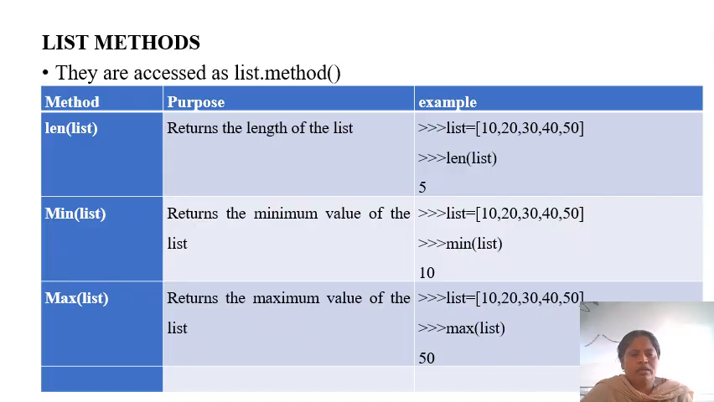Okay. Min of list is another function in a list. It returns the minimum value in the list. Which element is the minimum among all the values? Okay, it is going to be printed. In the same way, max: the maximum element in the list is going to be printed.